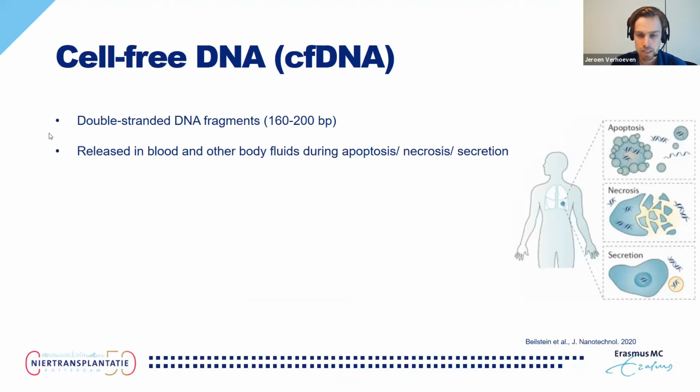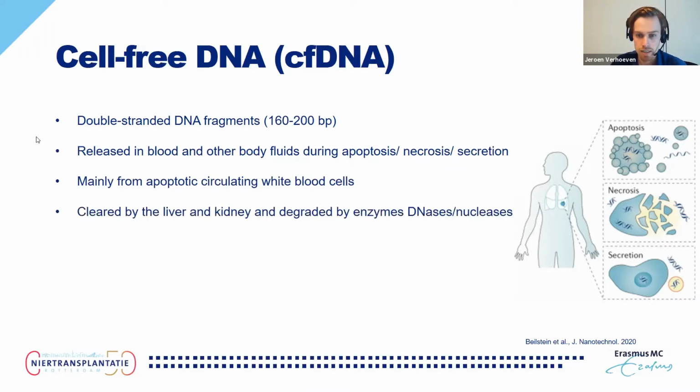Cell-free DNA is released in blood and other biofluids during cell death, such as apoptosis, necrosis, and also by active secretion. Cell-free DNA is mainly derived from apoptotic circulating white blood cells, the hematopoietic cells, and it is cleared by the liver, the kidney, and degraded by enzymes such as DNases and nucleases.